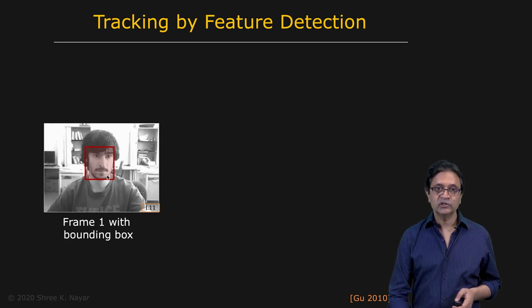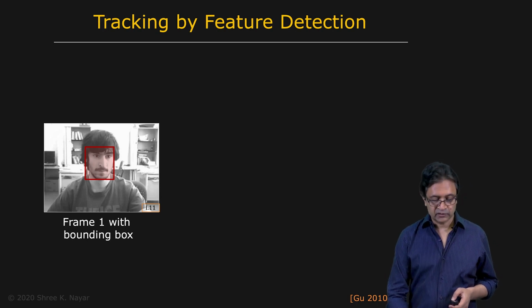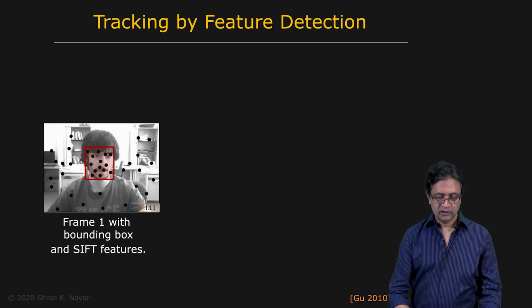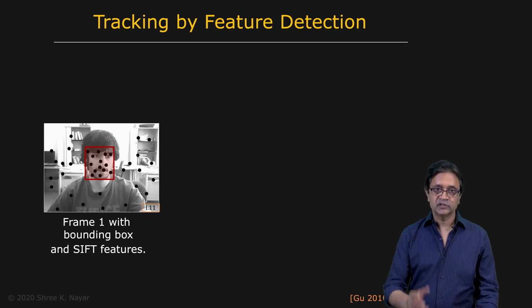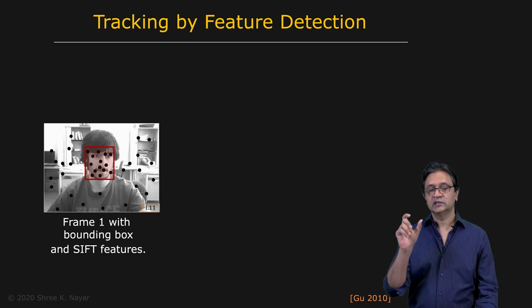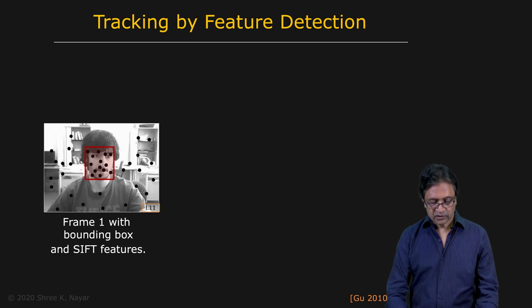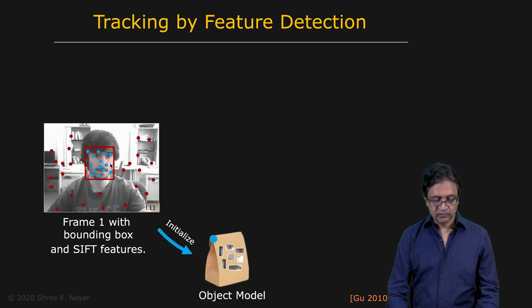So first thing that you do is you apply the SIFT detector to the image. And you get all of these SIFT features. Remember, SIFT feature has location, but also it has the descriptor. So now we take all the SIFT features inside the window and we use that to construct what's called an object model. Those are all the blue points here, the blue features, and that's a bag of features which we'll call the object model.